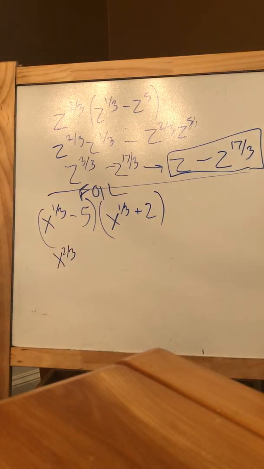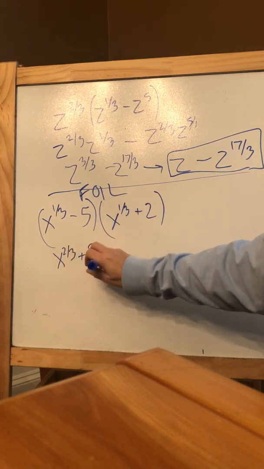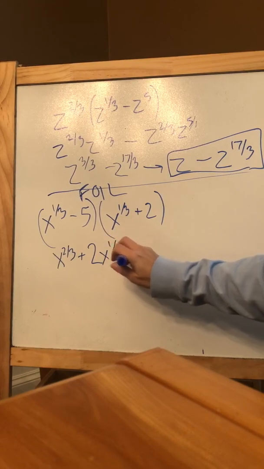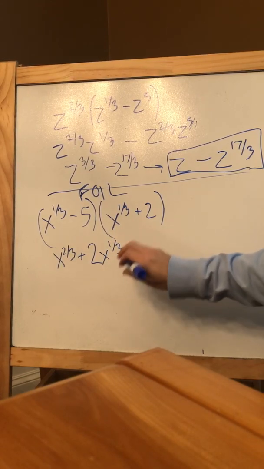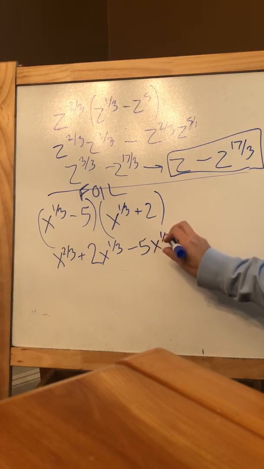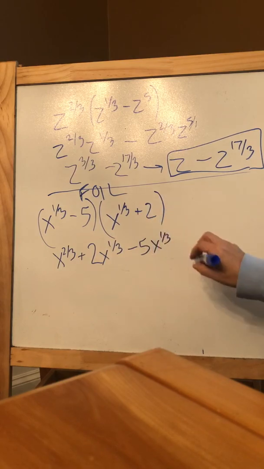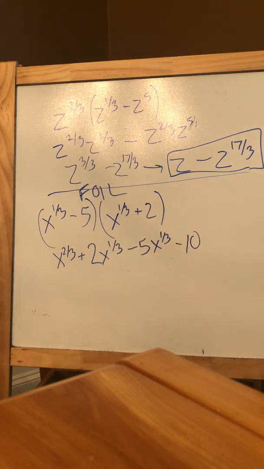All right, let's look at our outside. X to the 1/3 times 2, that just gives us 2x to the 1/3. How about our inside? -5 x to the 1/3. And how about our last? We have -5 times 2, which is -10.